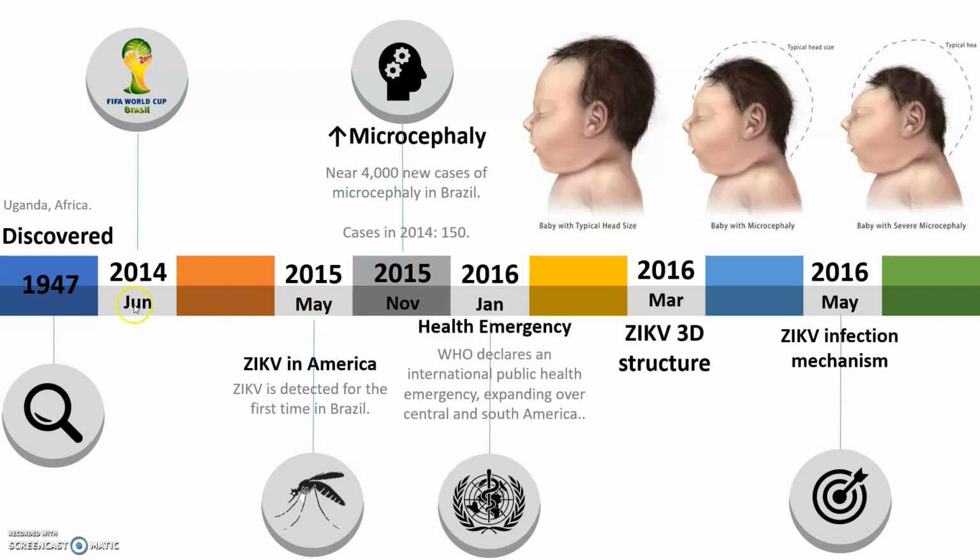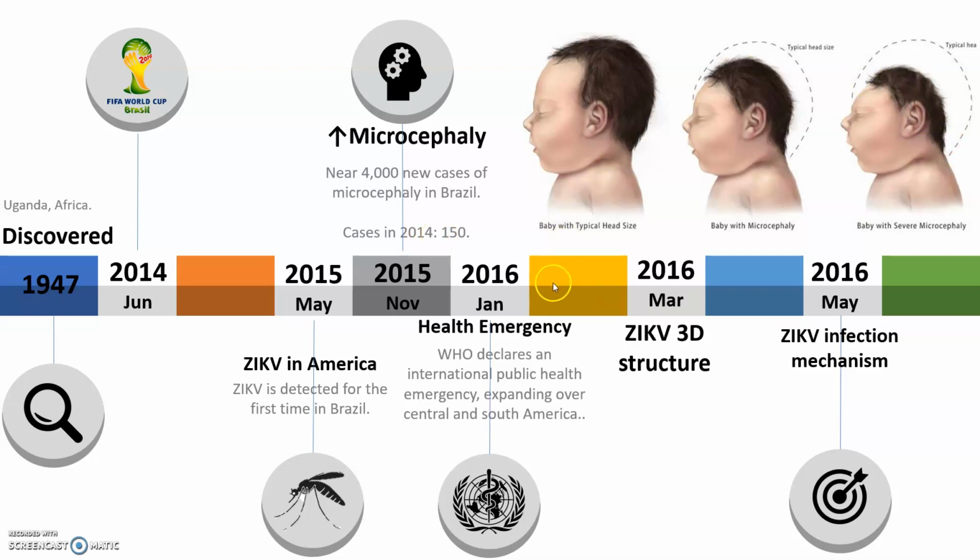I want to mention that in 2014, in June, the World Cup was held in Brazil. So it is believed that travelers from Africa and Asia carried the virus to America. At the end of that year, in November, an increase in microcephaly cases was reported in Brazil, which was near 4,000 new cases. Just to put this in context, in 2014, the reported cases were around 150.